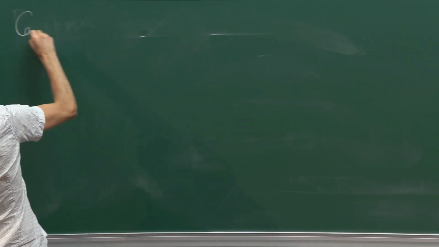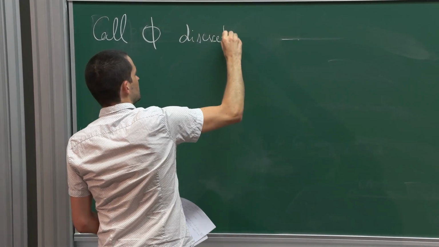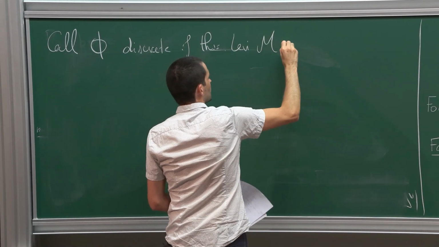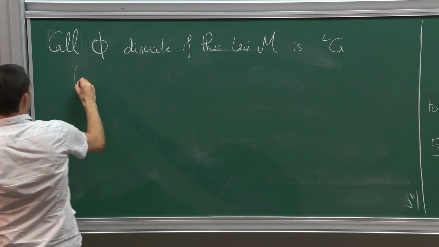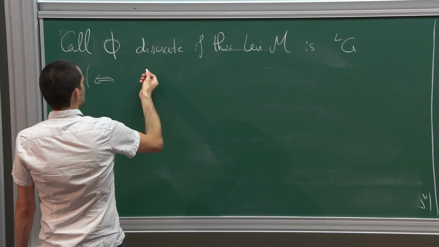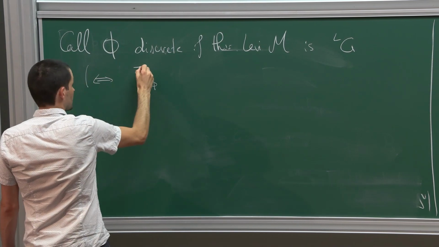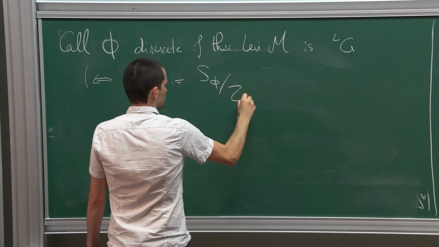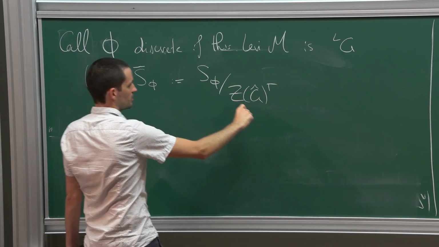And we call phi discrete if this Levi M is as large as possible, so LG, just LG, and that's equivalent to this S bar phi defined as the, so this always contains this subgroup here.